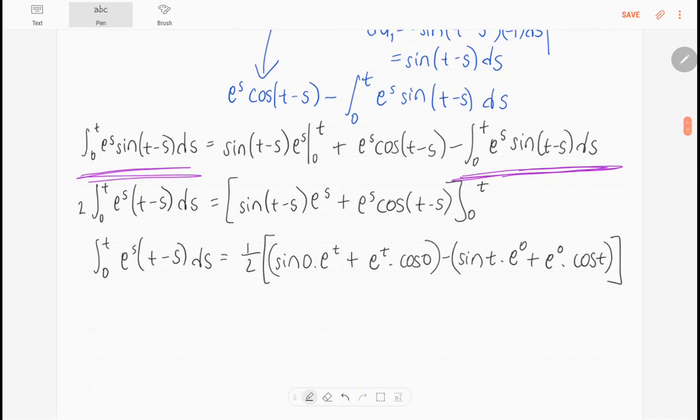Right, so let's work that out. So we are going to have a half. Sin of 0 is 0, so our first term falls away. Then we have cos of 0, which is 1, so we have e to the t. Then we have sin of t multiplied by e to the 0. E to the 0 is just 1, so it's minus sin of t. And then we have e to the 0, which is 1 multiplied by cos of t. So it's minus cos of t.